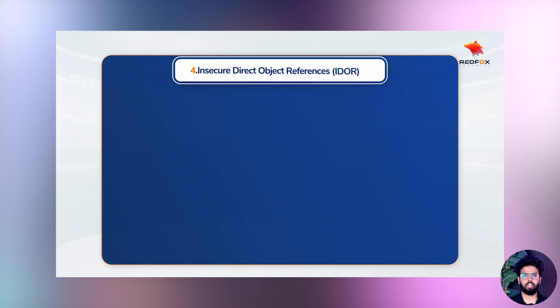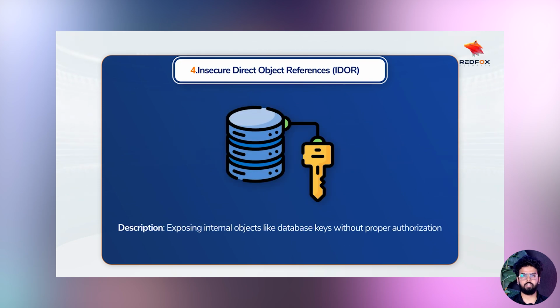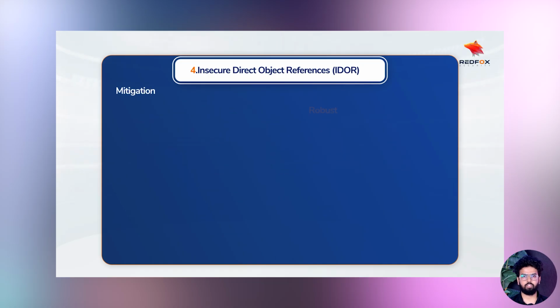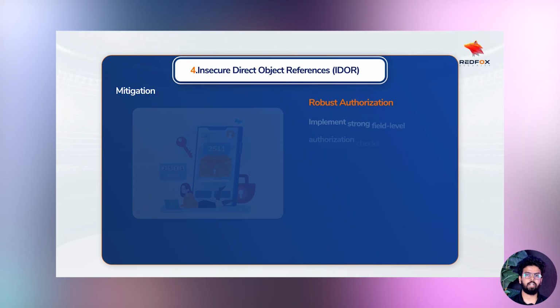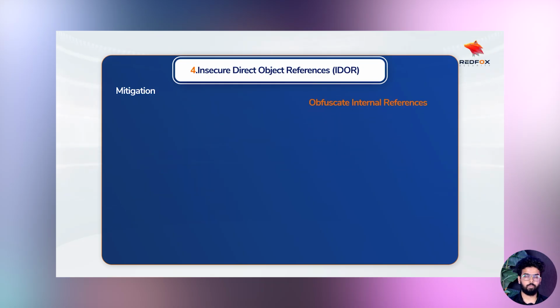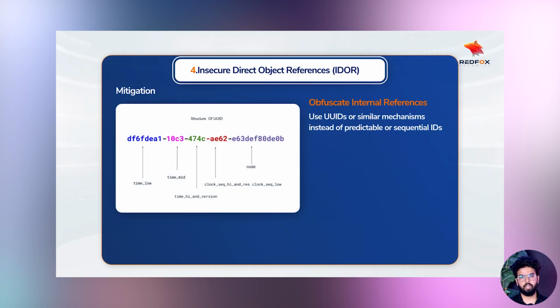Fourth is insecure direct object reference. Description, exposing internal objects like database keys without proper authorization. Mitigation, robust authorization. Implement strong field-level authorization checks to restrict data access. Obfuscate internal references, use UUIDs or similar mechanisms instead of predictable or sequential IDs.